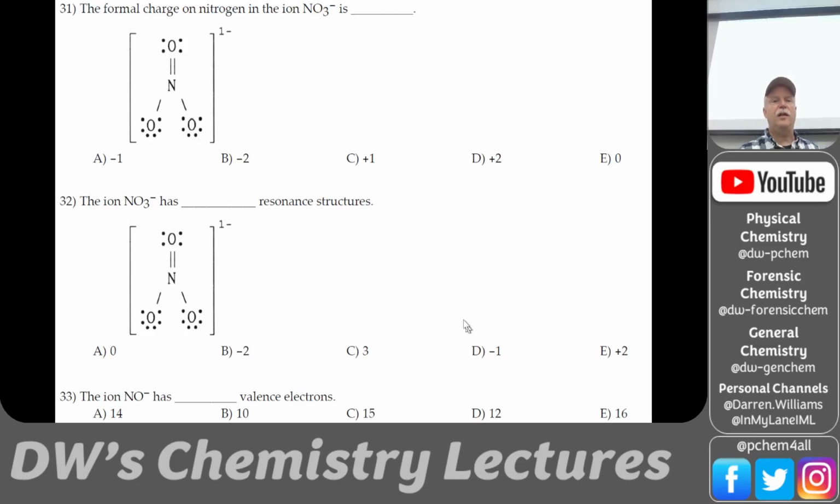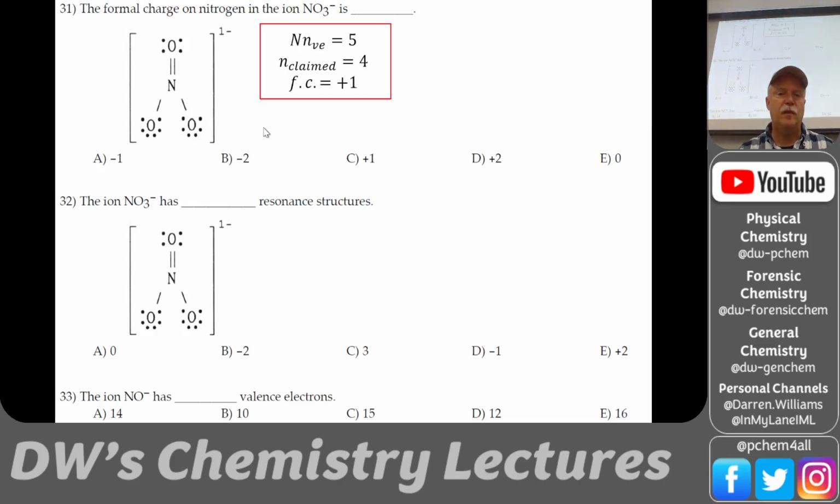Okay, formal charge on nitrogen in this ion, NO3 minus. Okay, so the number of valence electrons that nitrogen comes in with, right here, this guy, comes in with 5, but it can claim 4. So if we did sort of the equitable separation of the oxygens and the nitrogens, each one gets an electron for every bond. So nitrogen only can claim 4 electrons. And so you do the difference between those two, and you get a formal charge of +1.